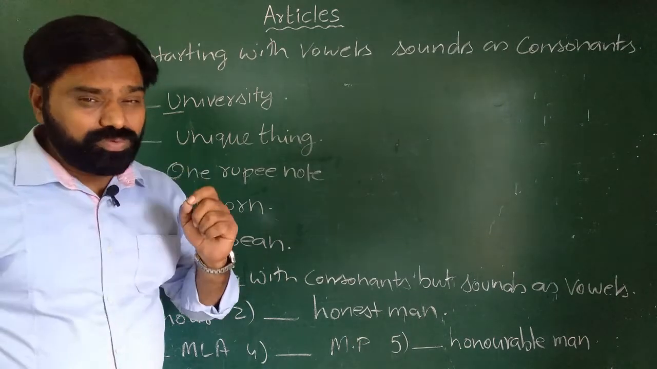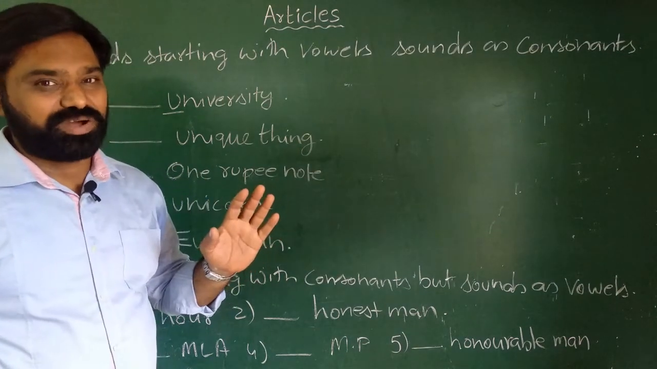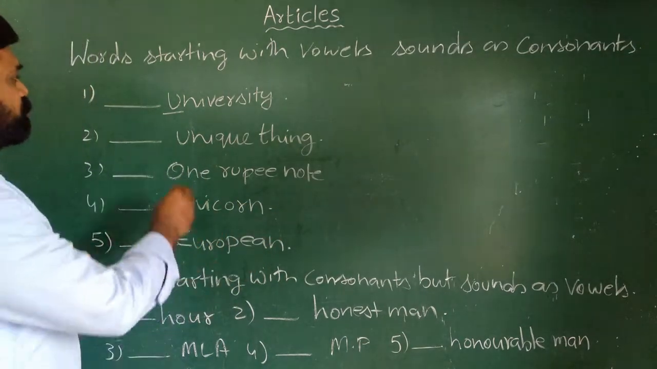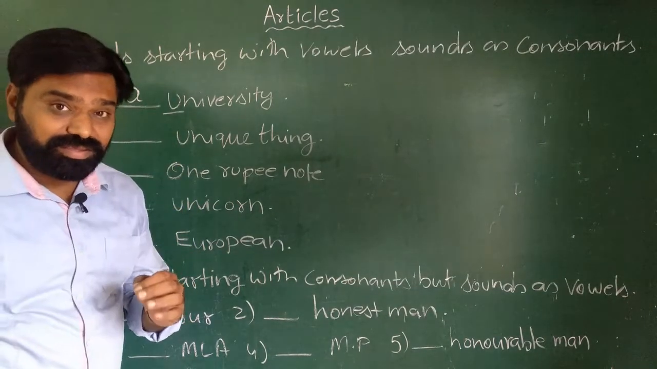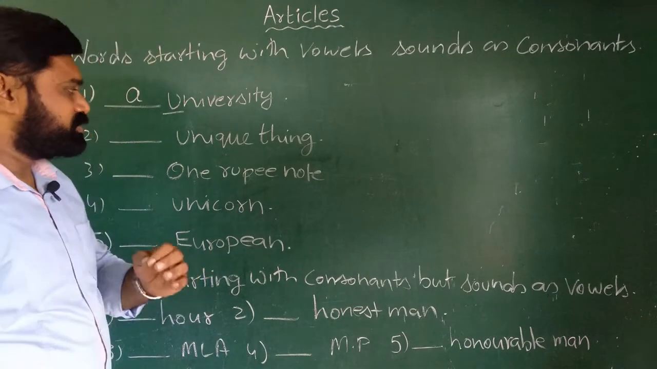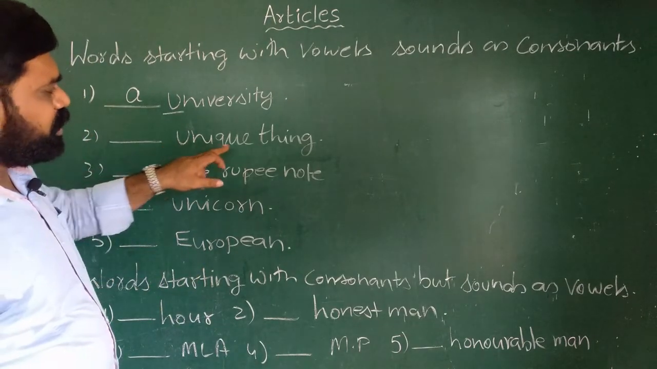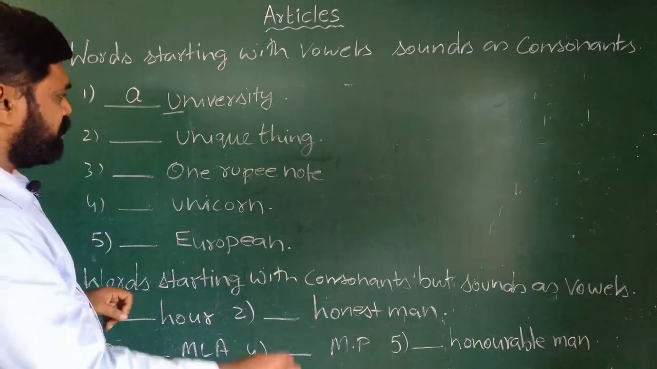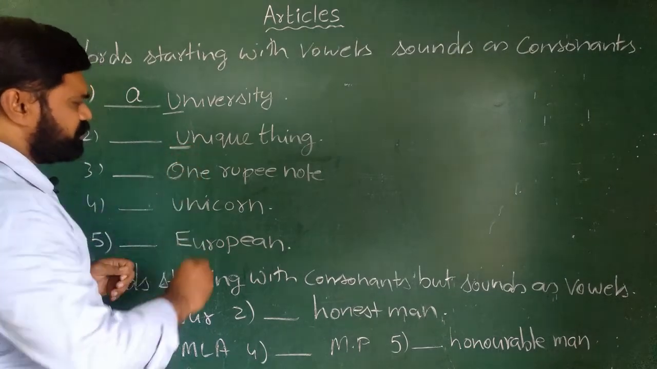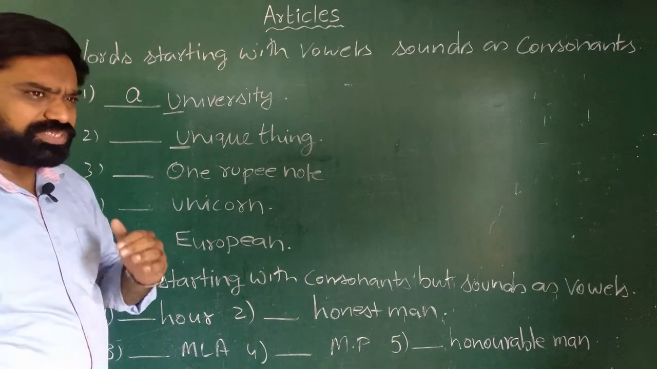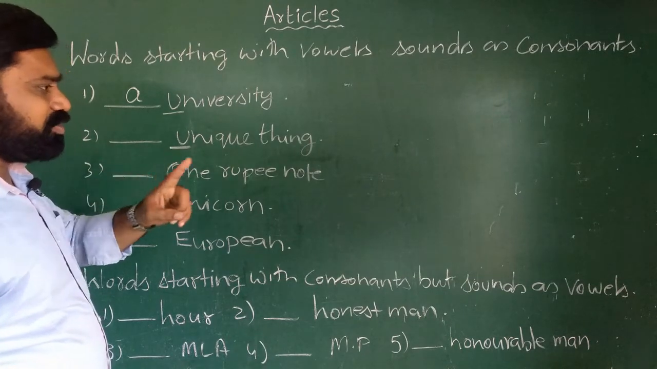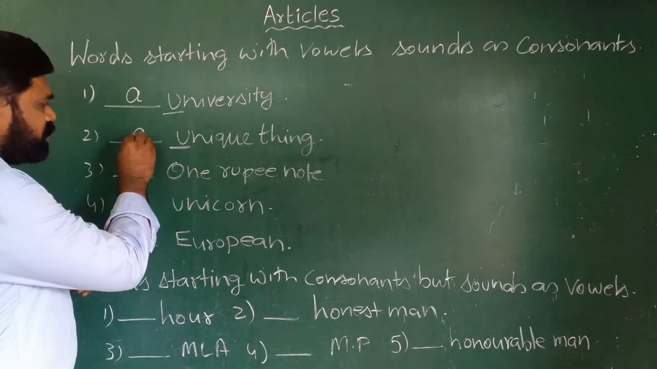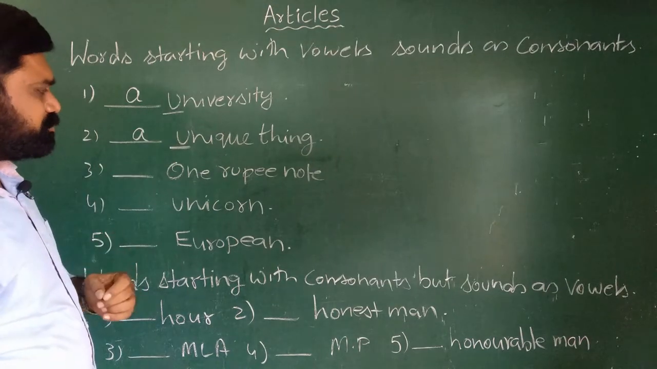Now U is not a vowel sound, so we should use article A here. A university. Similarly, a unique thing. Again, this noun starts with U, which is a vowel, but the sound U is not a vowel sound. So we should use a unique thing.